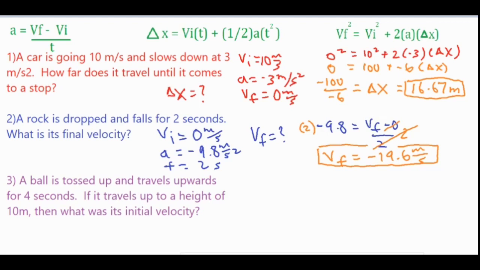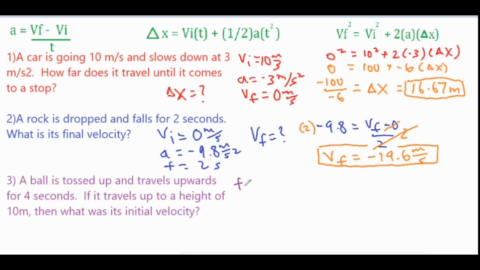Now let's go ahead and look at the last one. Again, this is a vertical acceleration problem. These ones, like I said, are typically more complicated. So if you're able to master the vertical acceleration problems, then very likely you're going to be pretty strong at the horizontal acceleration. So number 3 says a ball is tossed up and travels upwards for 4 seconds.